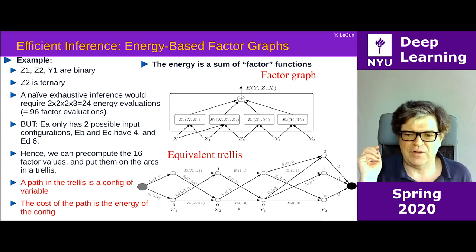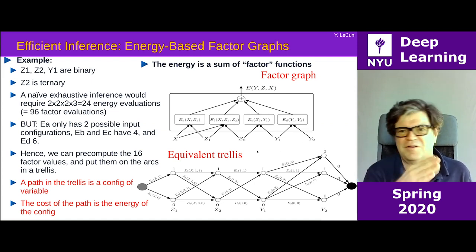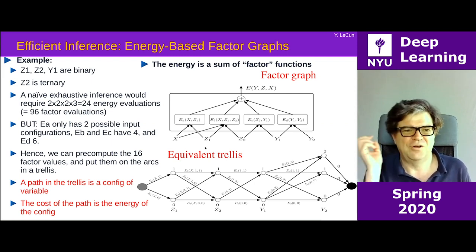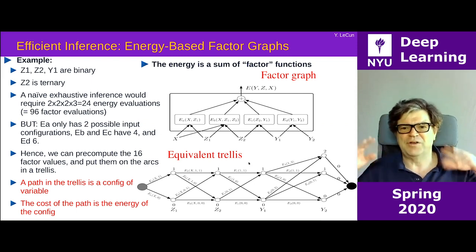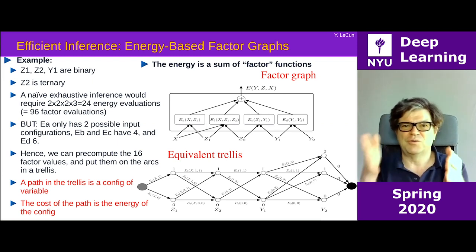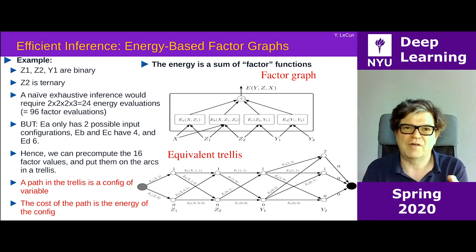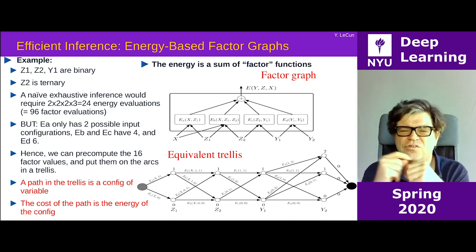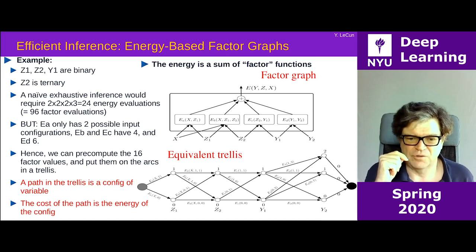Now what I'm explaining here with the trellis is the fact that because those variables are discrete, you can't use gradient descent to infer them. So you have to infer them by combinatorial search, essentially. The first solution I mentioned with the 96 factor evaluations is basically exhaustive search, right? Try every combination of z1, z2, y1, y2, and figure out which one has the lowest energy. But this is wasteful, because the energy decomposes into terms that only take subsets of variables. You can reduce this to finding the shortest paths in a graph, where the transitions in this graph are annotated by the energies that correspond to the value of the variables of the two corresponding nodes.